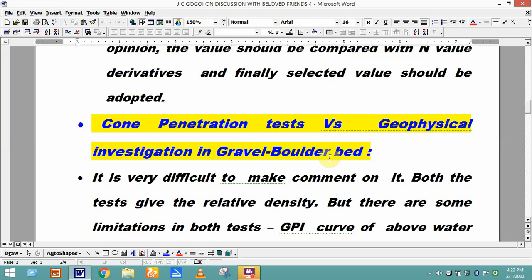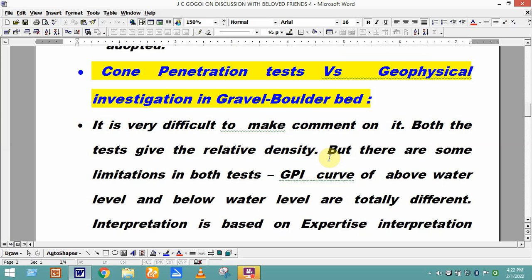On the other hand, geophysical investigation has another problem: the curve coming out from the data. Nowadays all geophysical instruments give a ready-made curve, depth-wise. And in the same formation, the curves above water level and below water level are totally different.